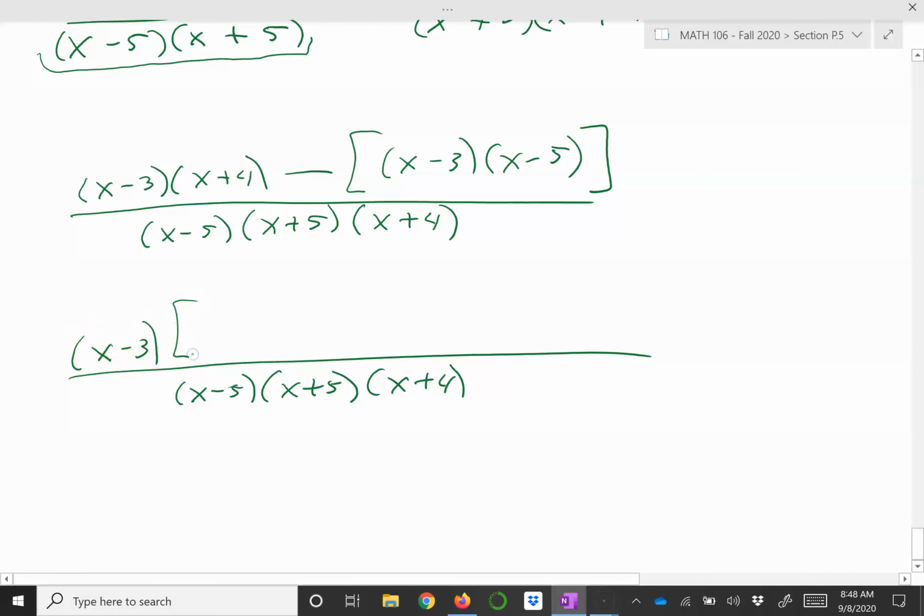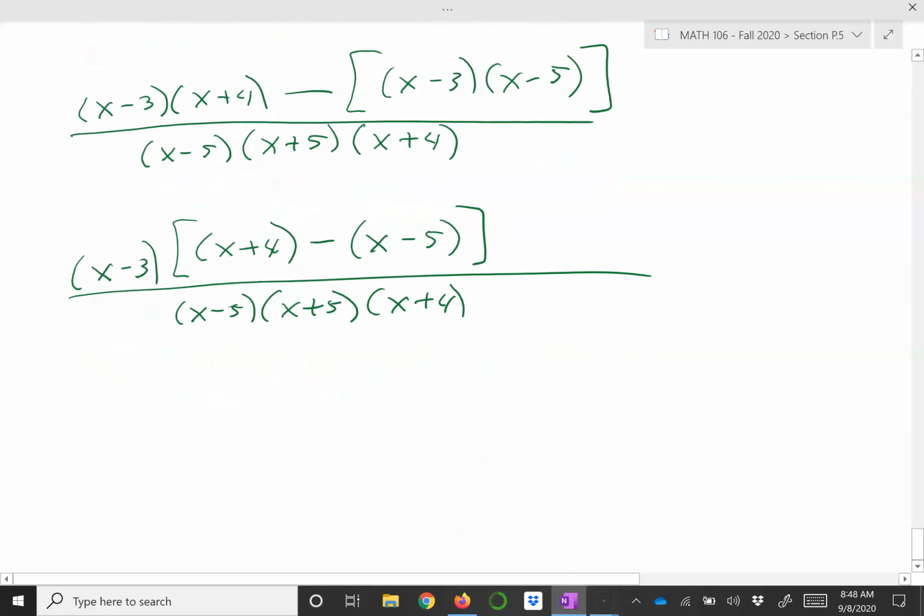So I'll use square brackets. If I factor out x minus 3, I'd have to multiply by x plus 4, I should get that first term, and then subtract. You see that I'd have to subtract x minus 5. Yeah, this is going to make this nice and easy.